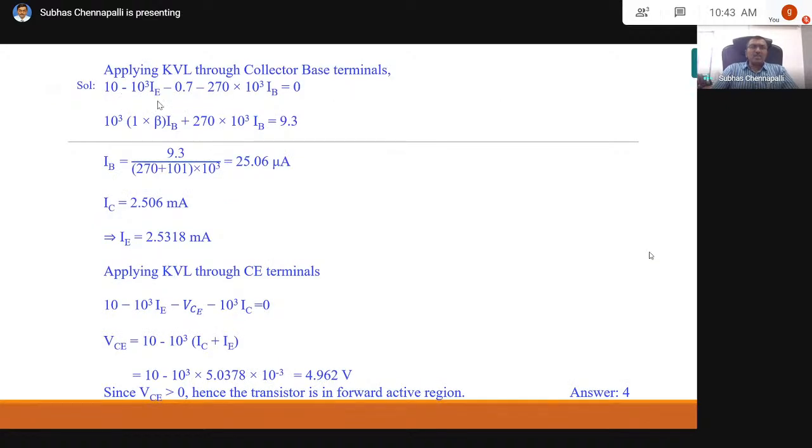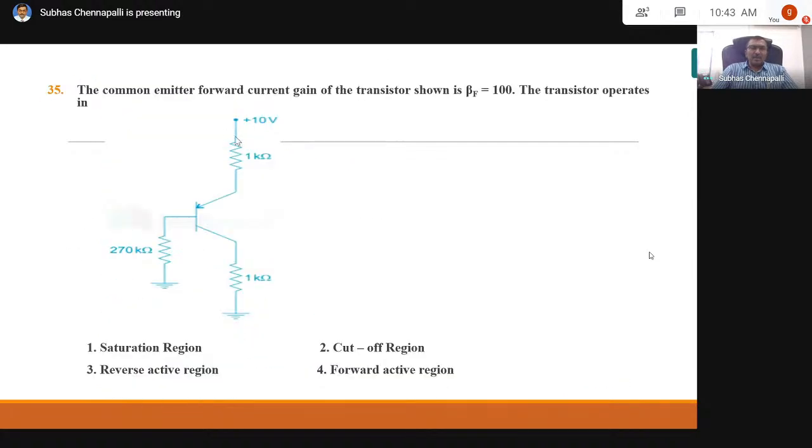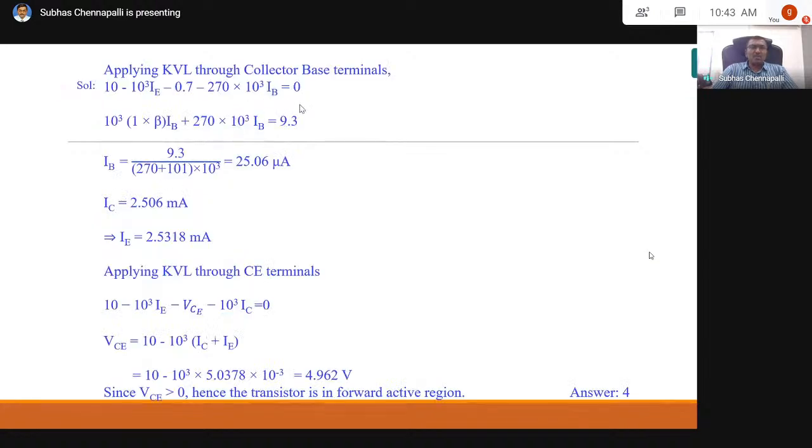Basically 10 is equal to 10 power 3 IE plus 0.7 plus 270 ohms into 10 power 3. This is kilo ohm, so you have to take 10 power 3. Then IB is equal to 0. So IE you can always write as (1 plus beta) times IB.